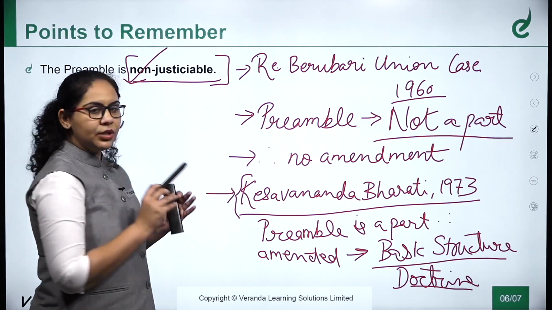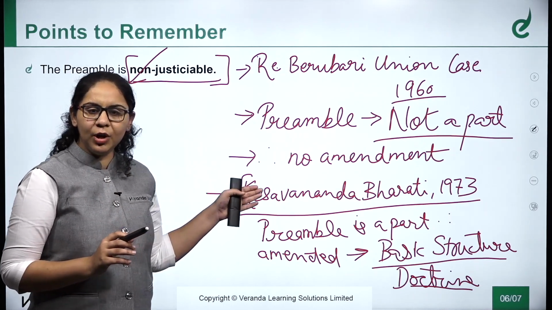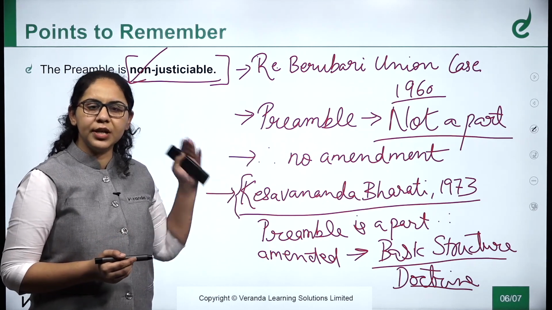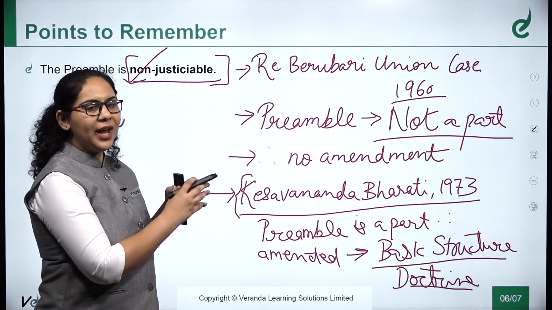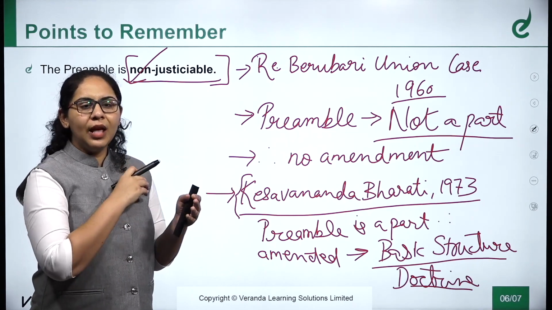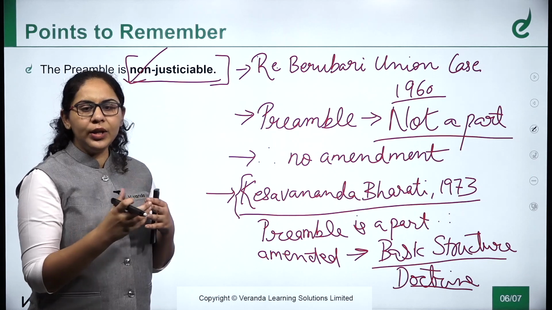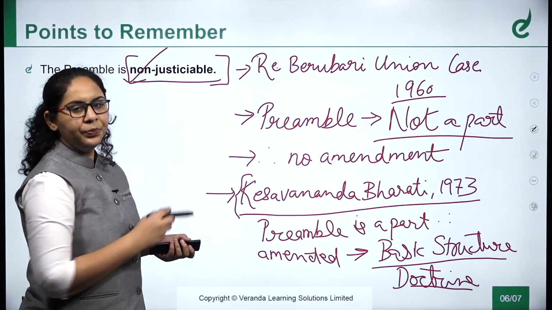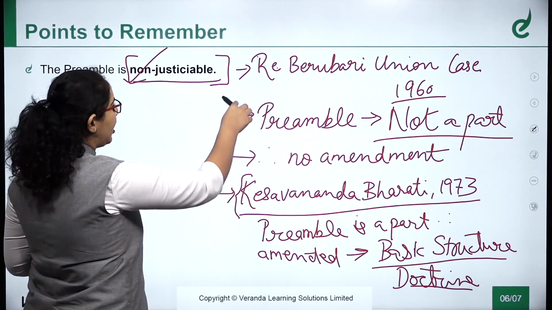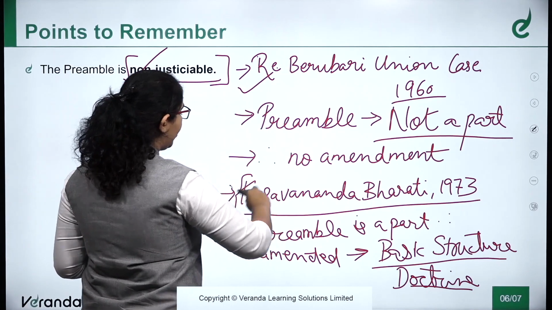So what is the conclusion? We can amend the Preamble of India. The Preamble is a part of the Indian Constitution, but with respect to the basic structure doctrine. We can amend it to an extent. We are not hampering or diluting the main essence of the Indian Constitution. Please note it down. Note down these cases. These cases are very important for you to remember.